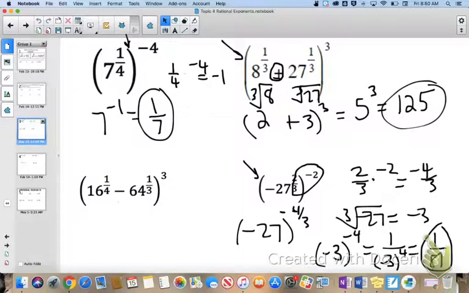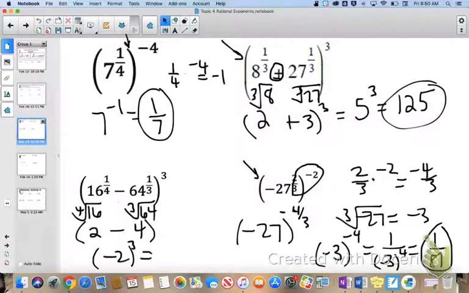Okay, next, the fourth root of 16 is 2. The cube root of 64 is 4. 2 minus 4 is negative 2. To the third power is negative 8.